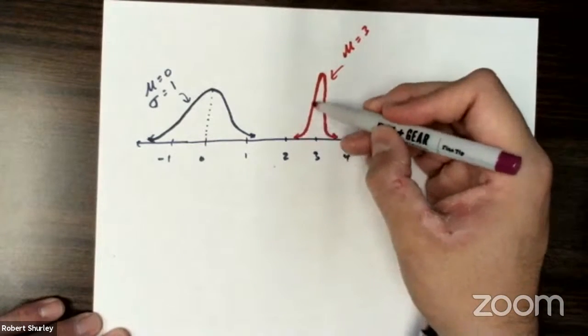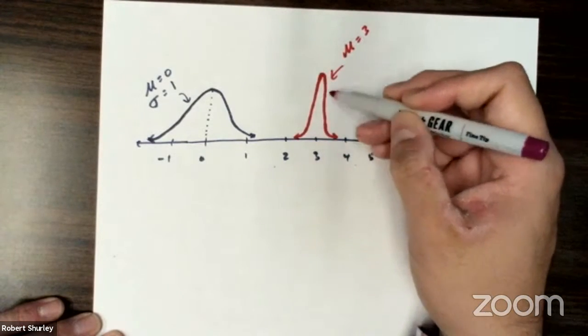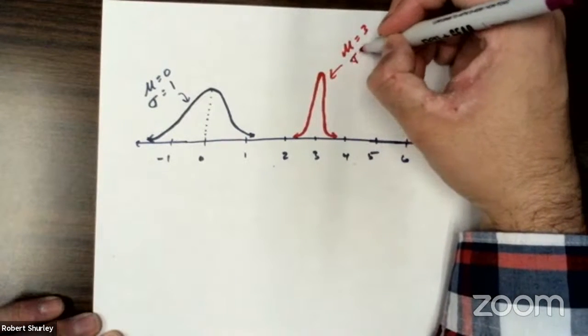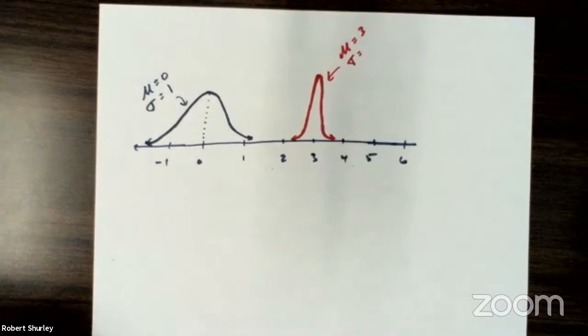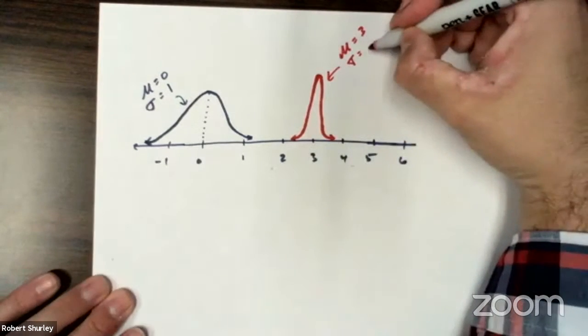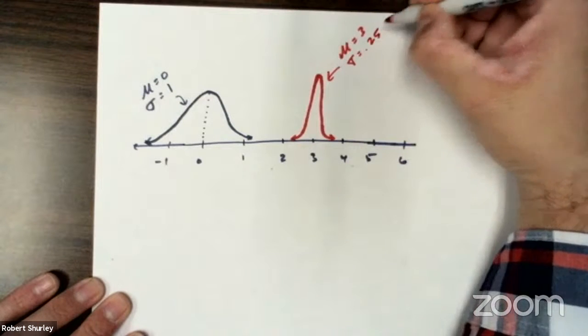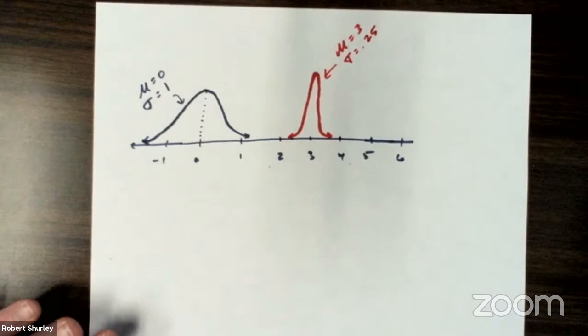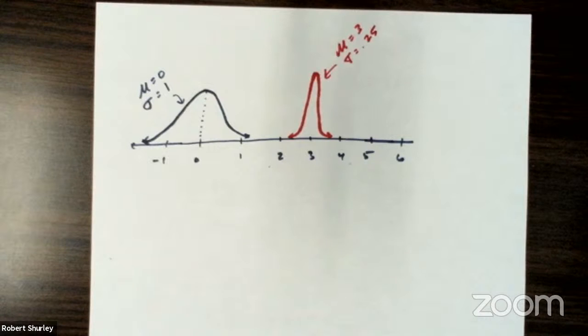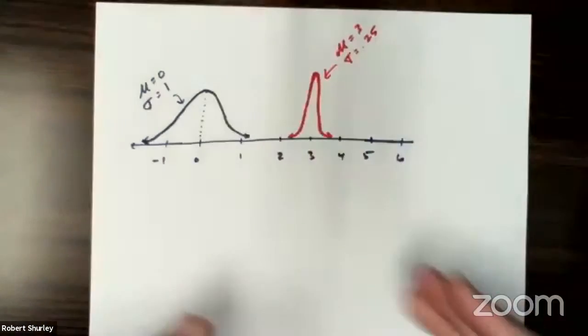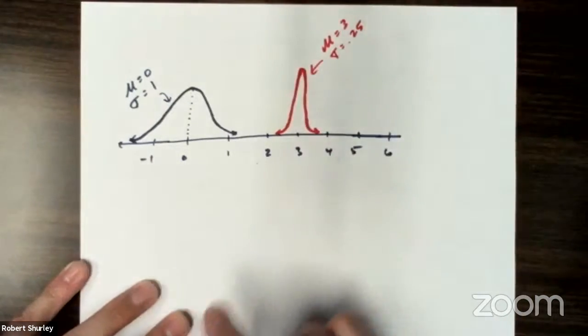But notice how much steeper it is. Because it's steeper, the standard deviation is going to be smaller. So let's say this standard deviation winds up being like 0.25. Steeper curve, smaller standard deviation. I should say it that way.